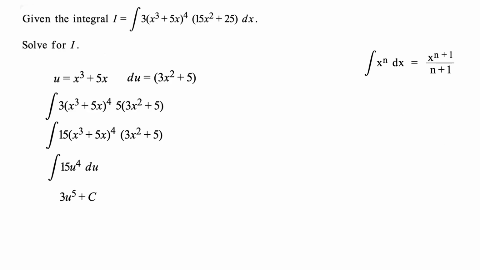We aren't done yet because the question asked about x, not u. We need to back substitute. Recall that u equals x cubed plus 5x. So plug that back in, and here is our final answer. And that's it. The key here was not giving up when the derivative didn't match right away, and noticing that factor of 5. Thanks for watching.